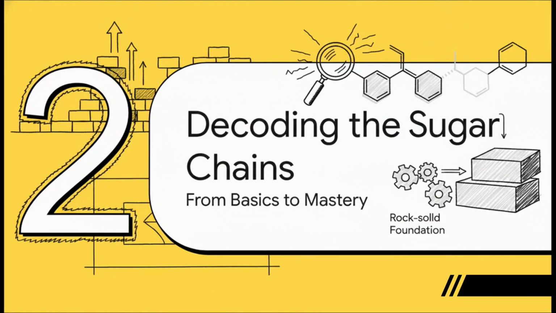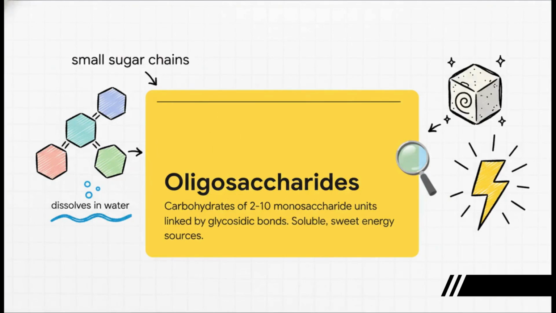All right, time to decode these sugar chains. We're going from the absolute basics all the way to mastery. Let's build that rock-solid foundation you're going to need. So what in the world are oligosaccharides? Honestly, the easiest way to think about them is just small sugar chains. That's it. They're built from like 2 to 10 of these single sugar units, we call those monosaccharides, all linked up. They're soluble in water, usually taste sweet, and yeah, they're super important for energy.